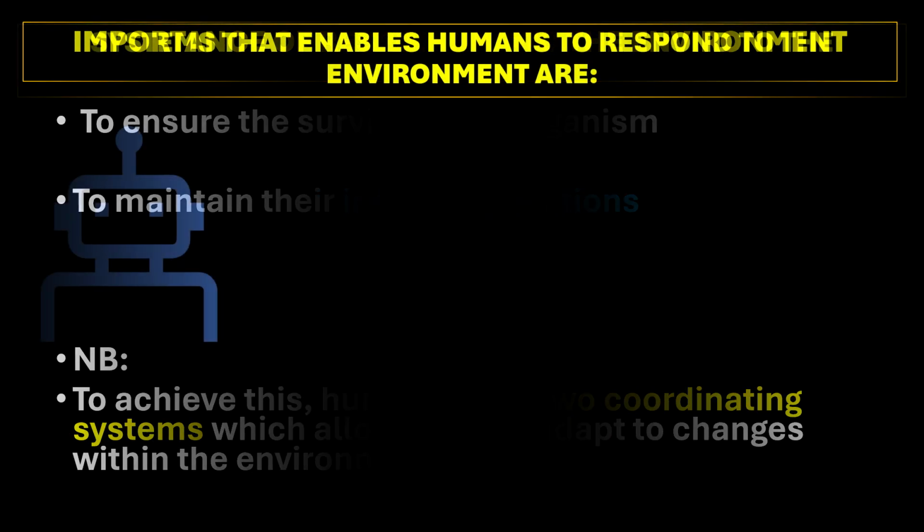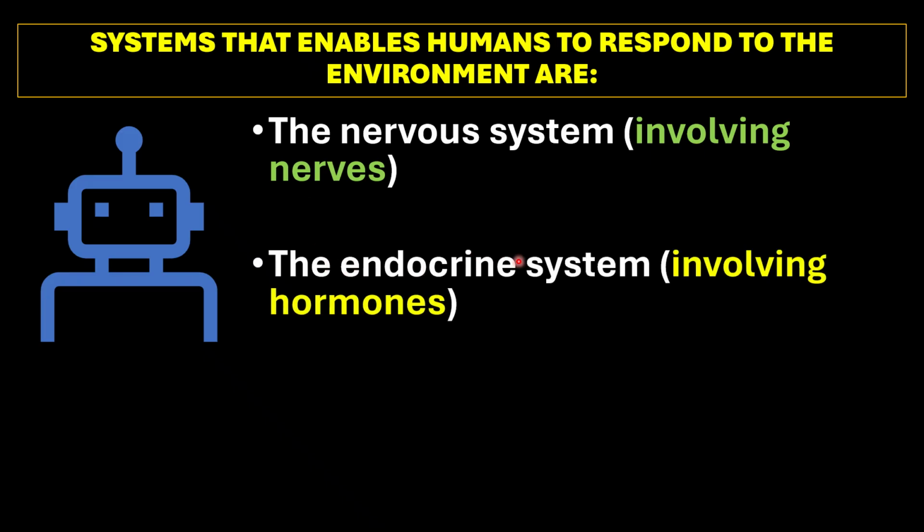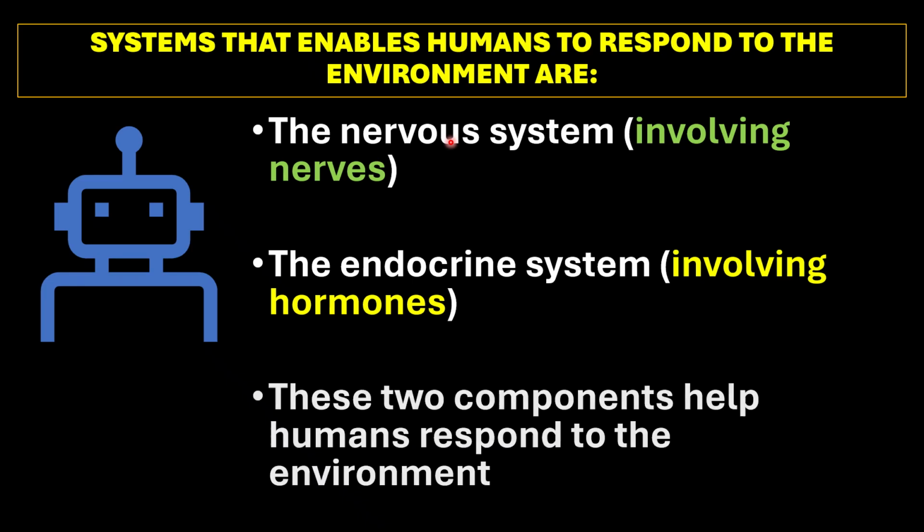So over here, we have to know about the systems. It says state the systems that enable humans to respond to the environment. One is the nervous system. If you remember from the previous document, we saw it involves nerves. And then the other one is the endocrine system. It involves hormones. Because these two systems are directly connected, in most cases they can be integrated in one question. They can combine them in one question, or you can be made to differentiate between the nervous system and the endocrine system.